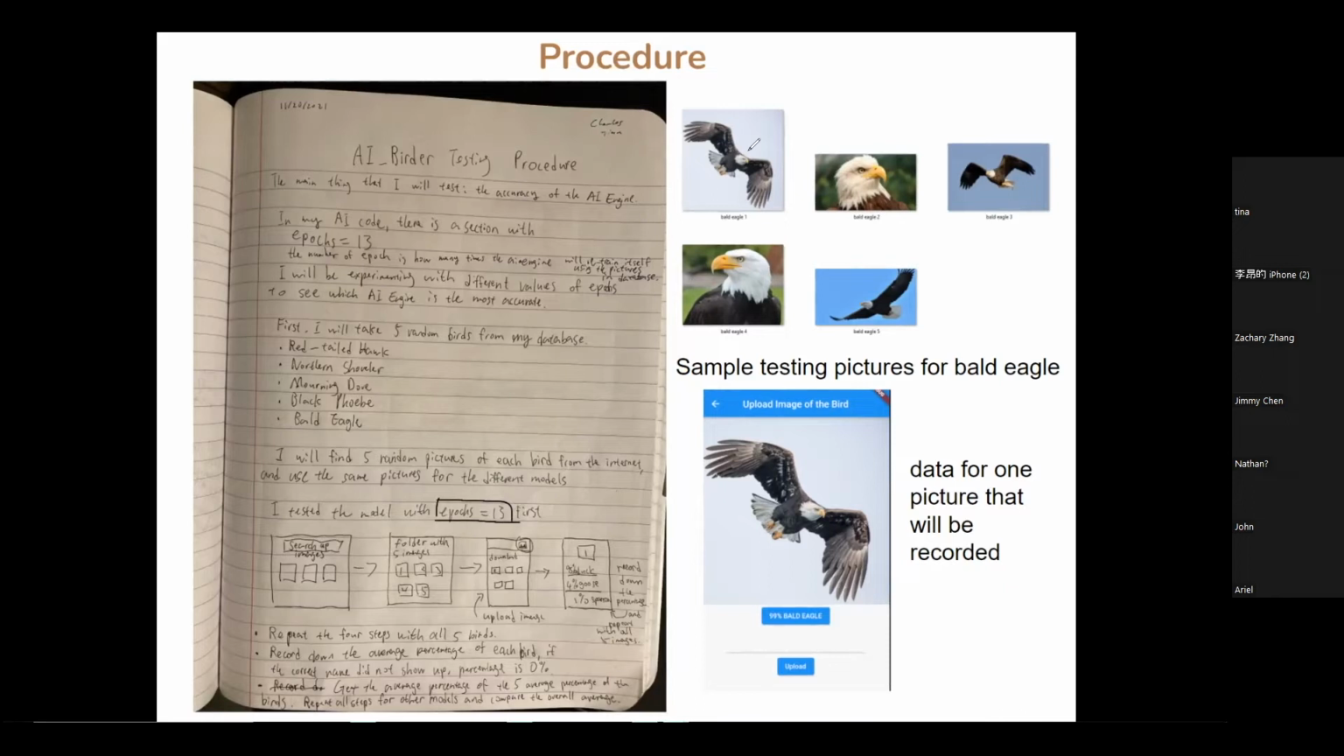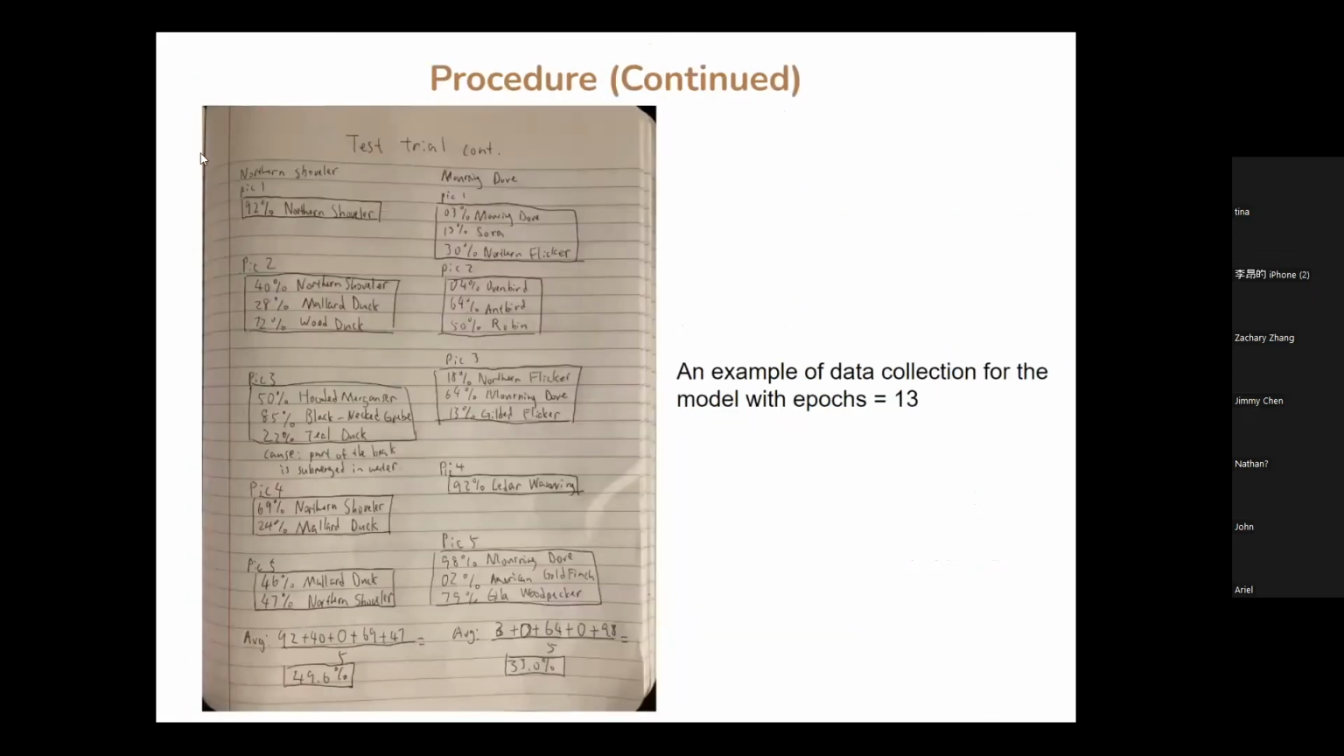So I basically experimented with all the different numbers for the epoch. And here's my data set, where I recorded down the percentage for each test.